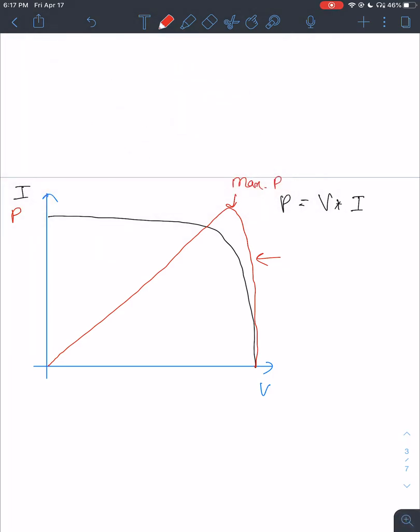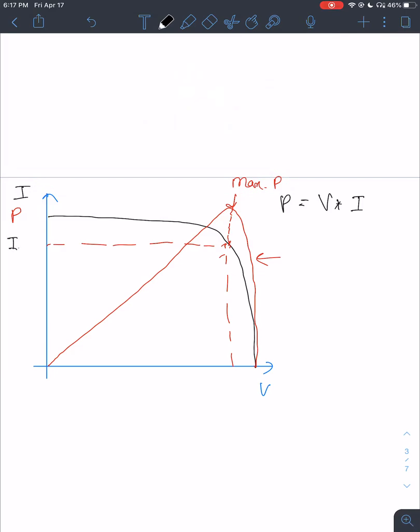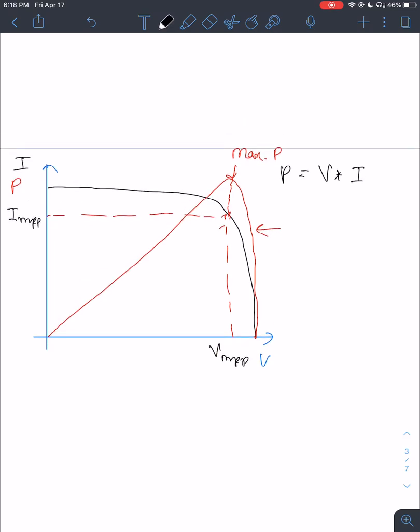Now if we extend this point, the maximum power point on the red curve leads us to this point on the black curve, which is the point of maximum power point current and VMPP. So these are the values of voltage and current at which we have the maximum power.